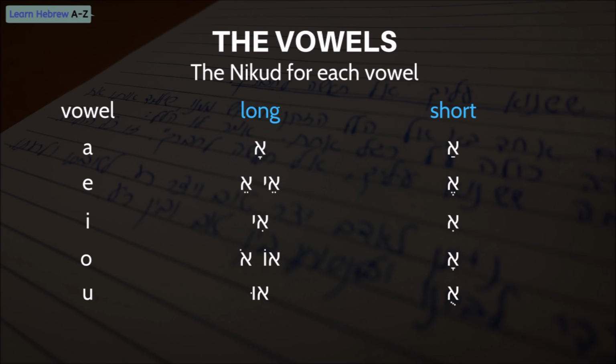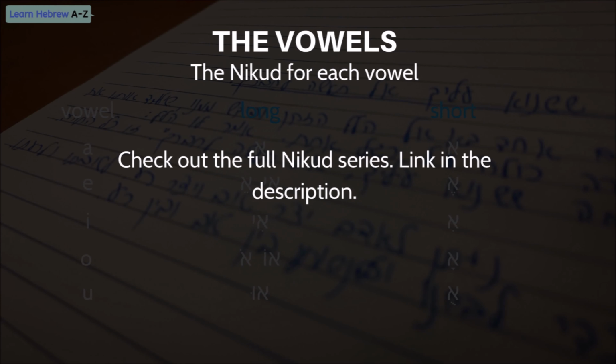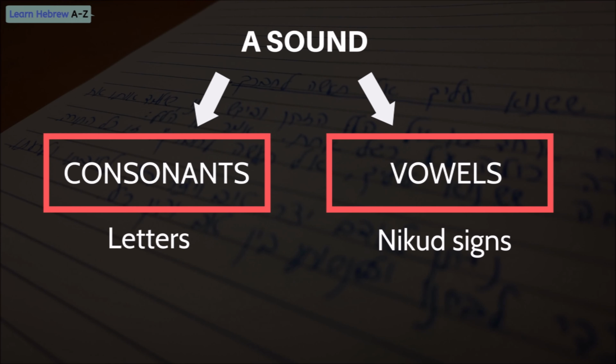There is a little more to nikud and vowels. Check out the nikud series for more information and in-depth lessons. In today's lesson, we learned about the sounds, what are consonants and vowels in the Hebrew language. By now, you should be able to differentiate the sounds from one another and recognize what is nikud and what is a letter. It is time for a short exercise.